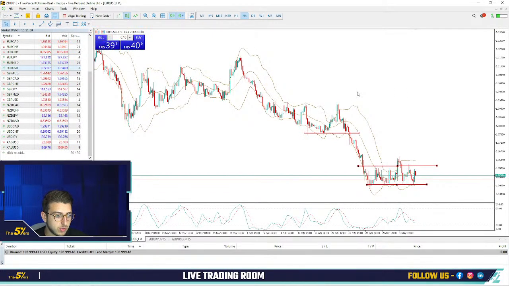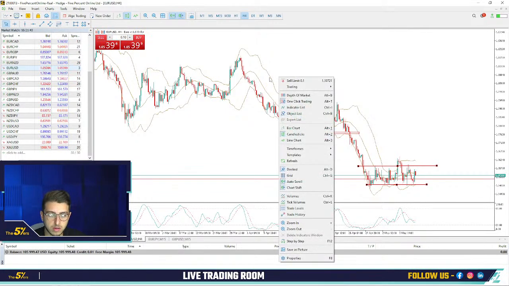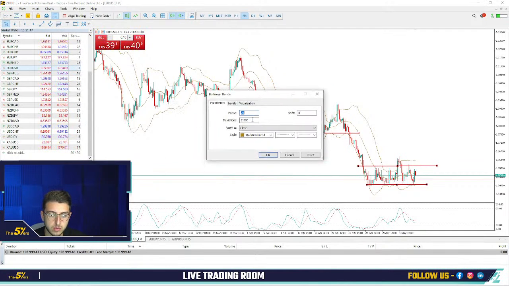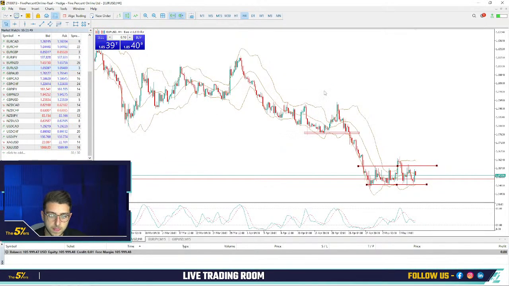What input parameters does Bollinger Bands have? This is the classic Bollinger Bands, actually. This is the 20 period and the 2 standard deviation. That's it.